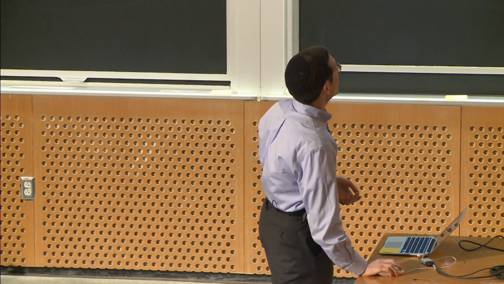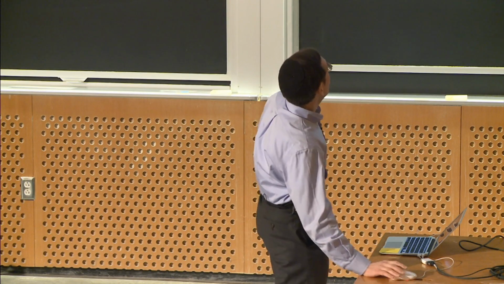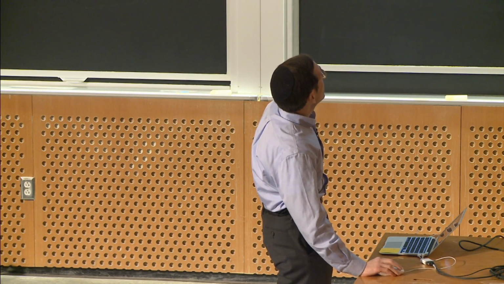All the RNA-seq and microarrays that we were talking about in measuring transcription levels, what do they actually tell us? Well, they give us some information about what they're directly connected to. So the transcriptomic data tell us something about the expression state. But notice they have explicitly separated the expression state of the RNA from the protein level, and they've separated the protein level from the protein activity. And they have these little black boxes in here that represent the different kinds of regulation.